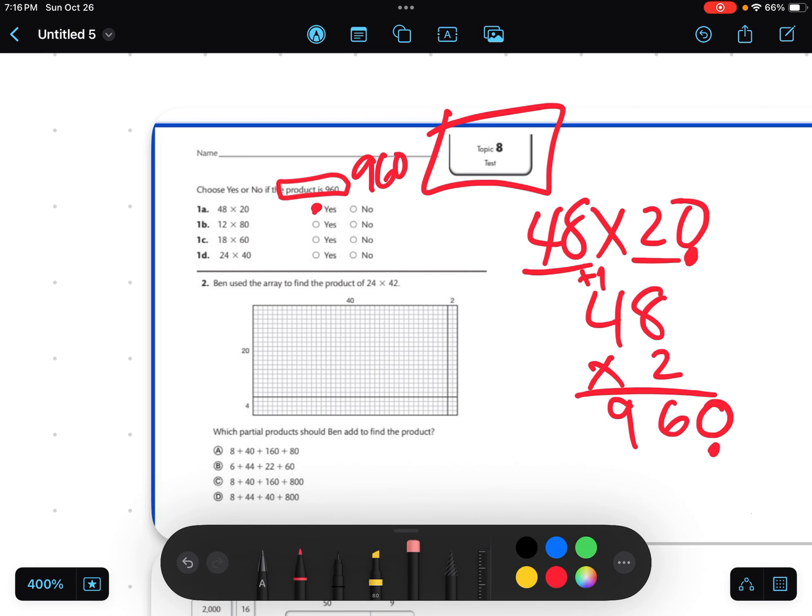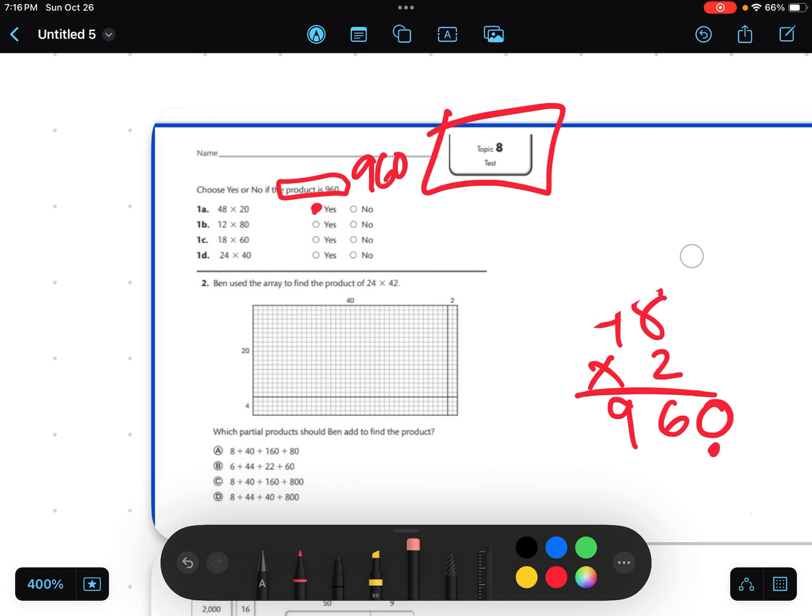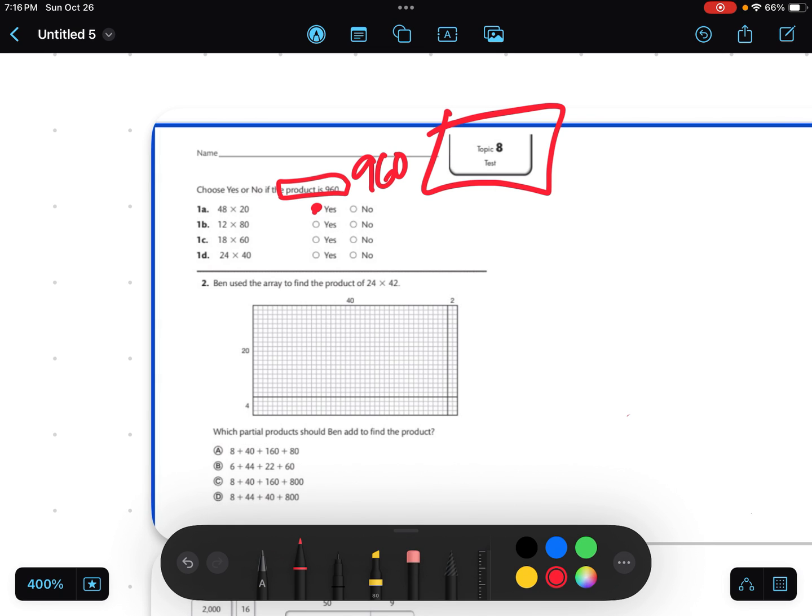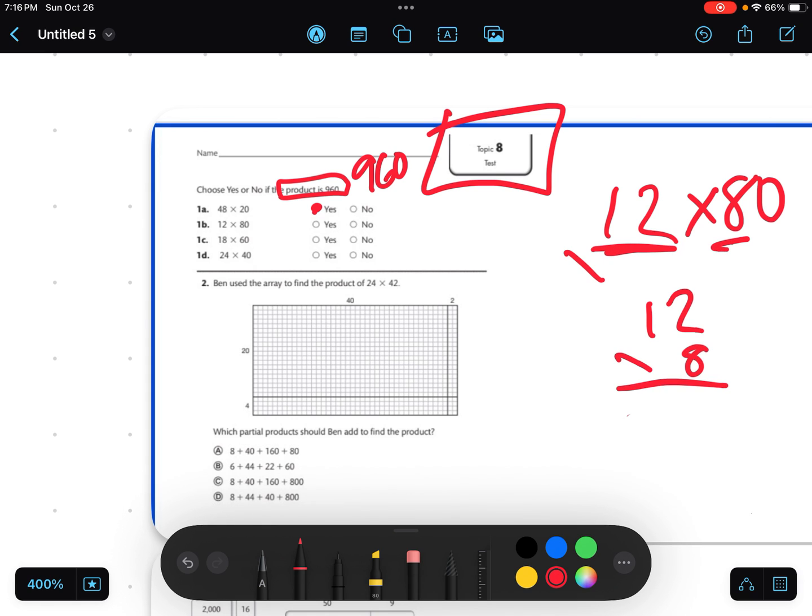If we take a look at the next one, it's 12 times 80. So once again, I'm just going to work with the base numbers. 12 times 8. 2 times 8 equals 16. 8 times 1 equals 8 plus 1 equals 9. Add my 0 at the end. There's another one. So yes, 12 times 80 does equal 960.